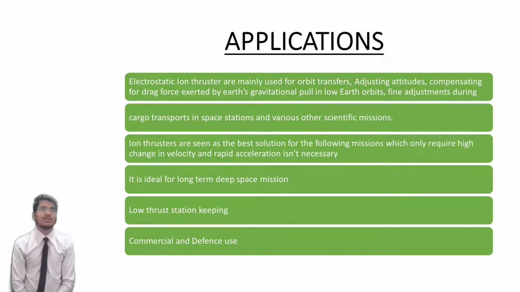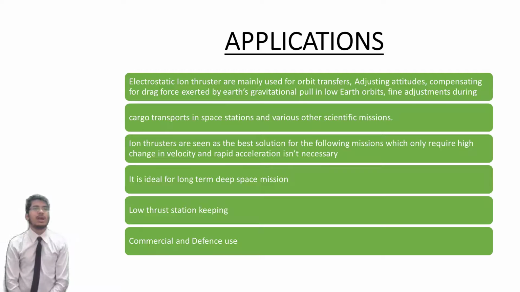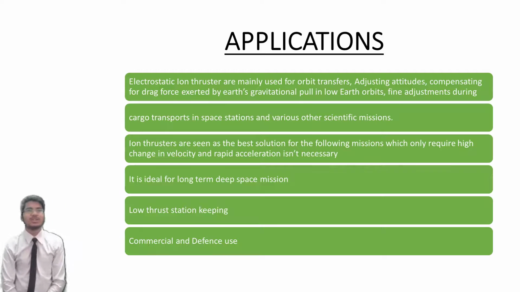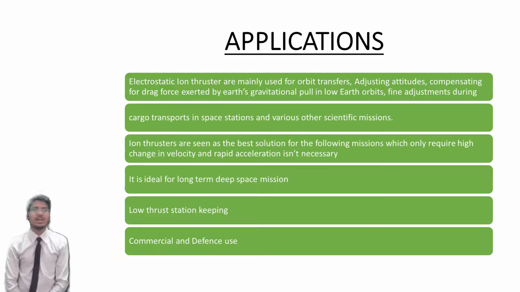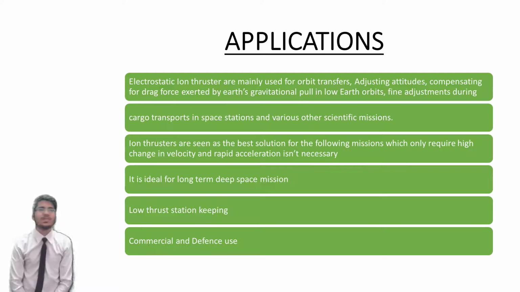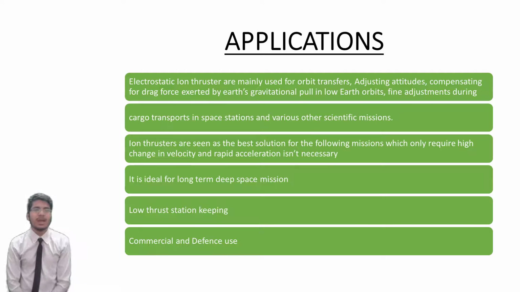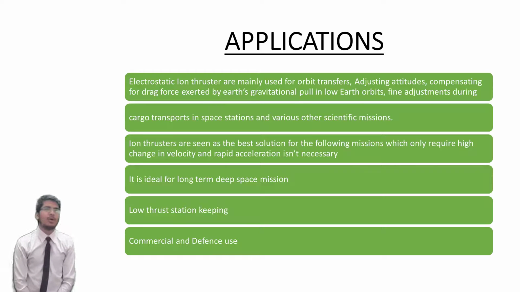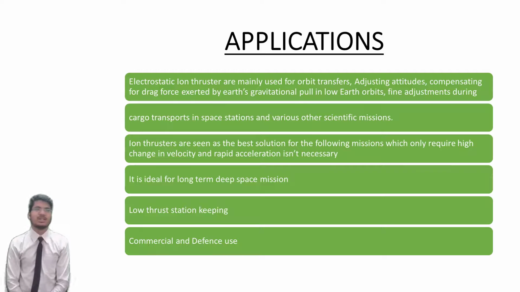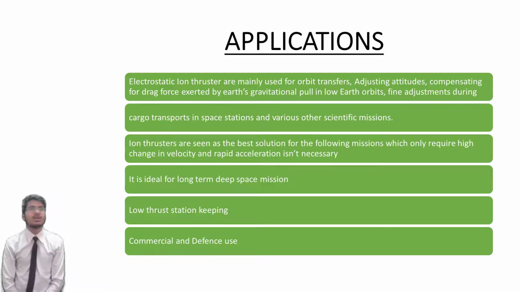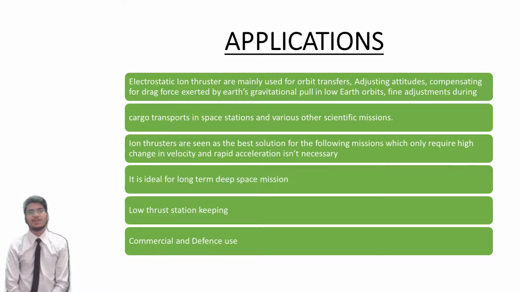Applications. Electrostatic ion thrusters are mainly used for orbit transfer, adjusting altitudes, and cargo transport in space stations. Ion thrusters are seen as the best solution for missions which only require a high change in velocity and where rapid acceleration isn't necessary. It is ideal for long-term deep space missions, low thrust station keeping, and lastly is also used in commercial and defense services.